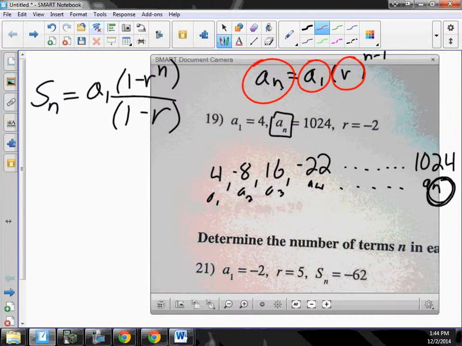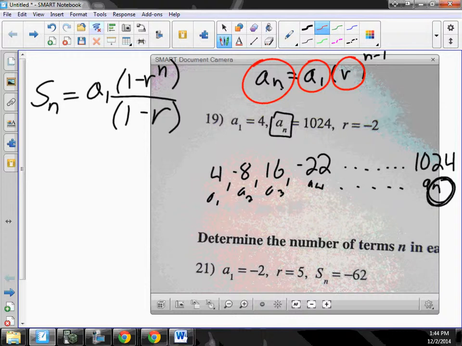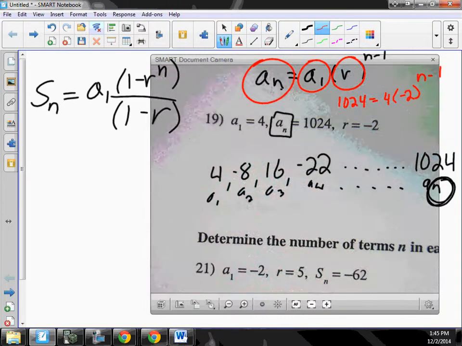So how did we do it? We did this a lot. Well, we could divide by a sub 1, and then we'd have to do the n minus 1 root, which doesn't exist. So I want to do 1024 equals 4 times negative 2 to the n minus 1. I could divide by 4, but after that I'm stuck.